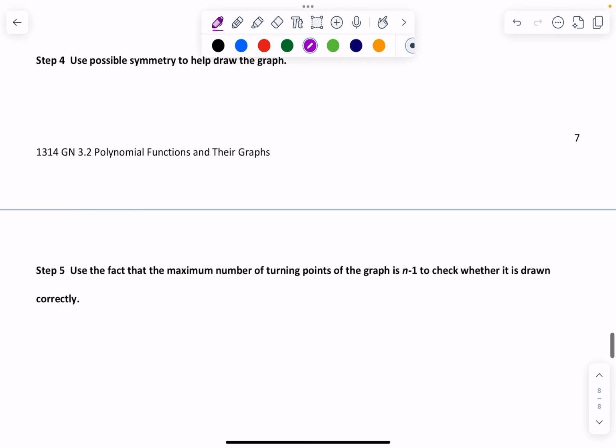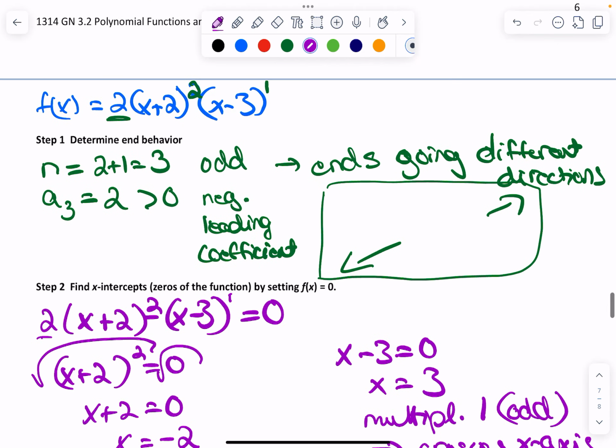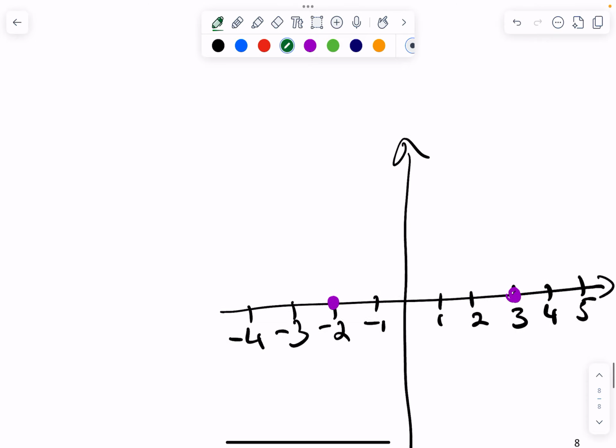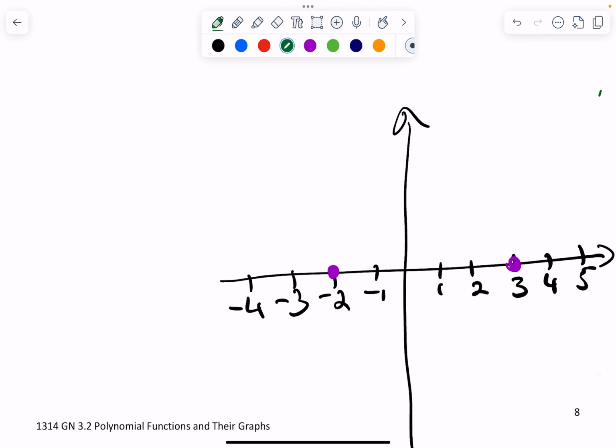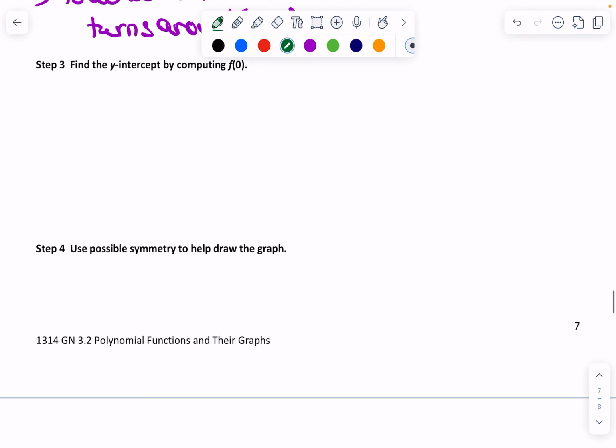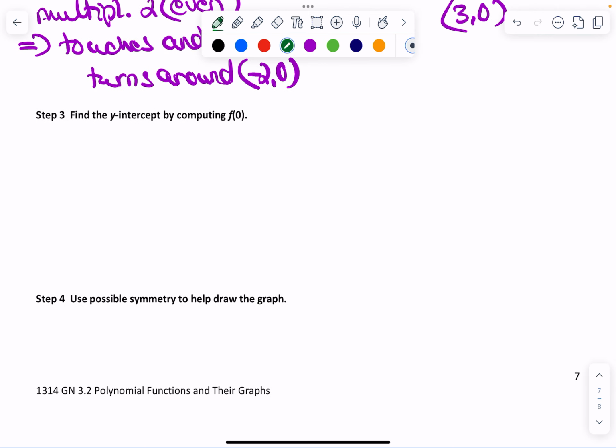And we know, for the first part, that the end behavior is going to be going up here, and then it's going to be going down here. We'll figure out the middle part next. So next, what we're going to do is find the y-intercept by computing f of 0.